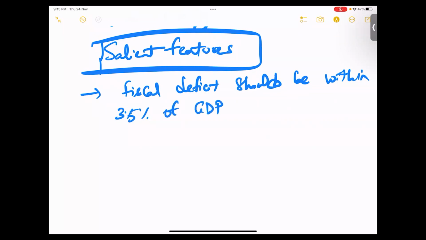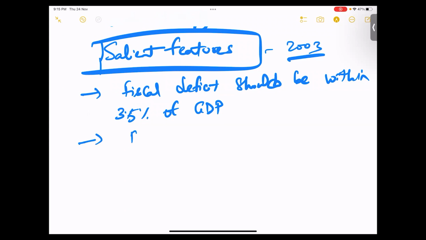Yes or no? This 3% was given by the NK Singh committee. Yes or no, Shanda Prasad? Yes, sir. 3% by the NK Singh committee, but I don't have an idea of the 2003 levels. So what is the question? They are asking the salient features of 2003, right?